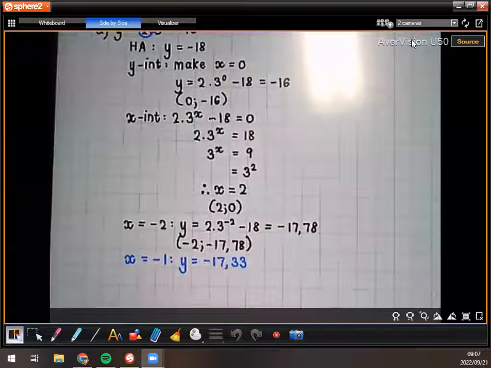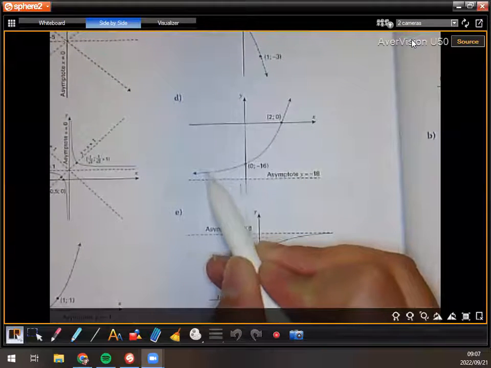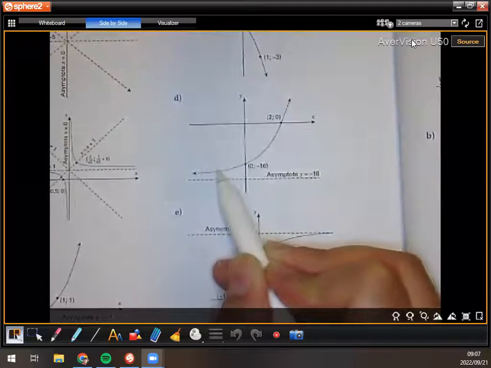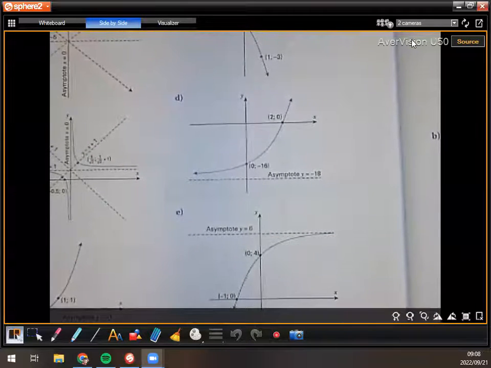Okay, can I go back to the graph? Right, there we go. There is the graph. So your other point is going to be somewhere here, right? Whether you did -1 or -2, it's fine. We just label that point please.